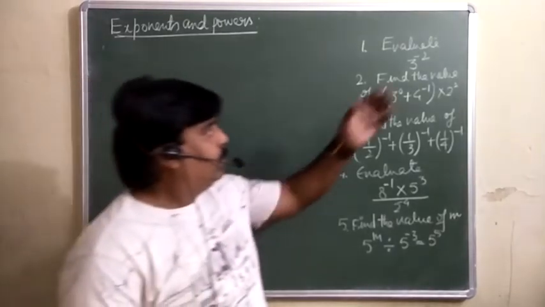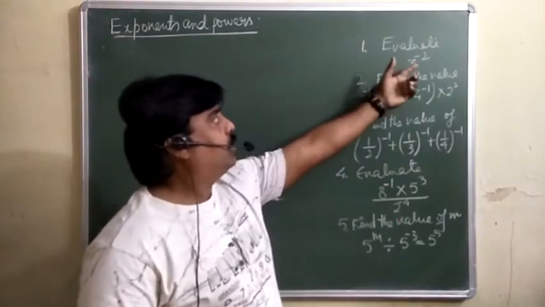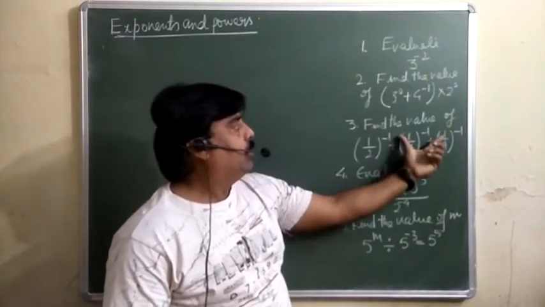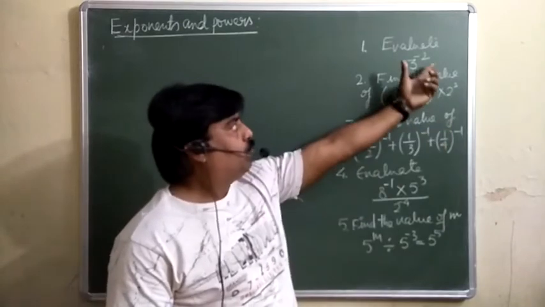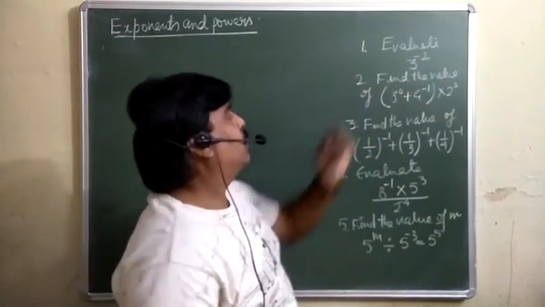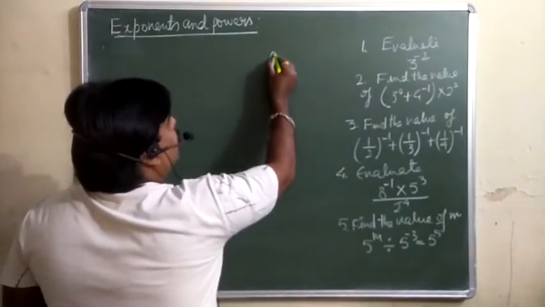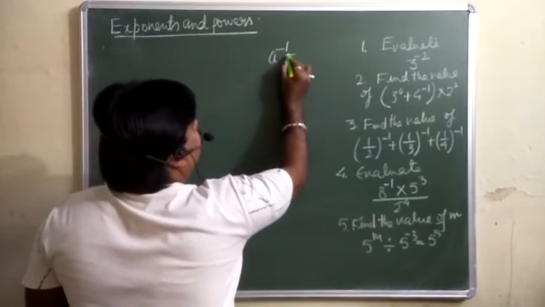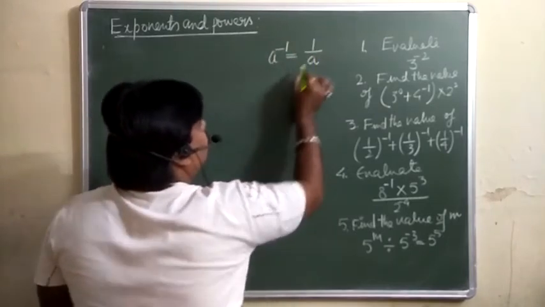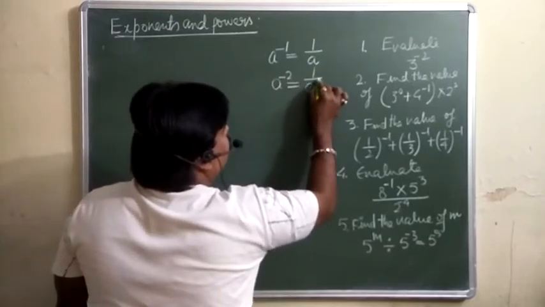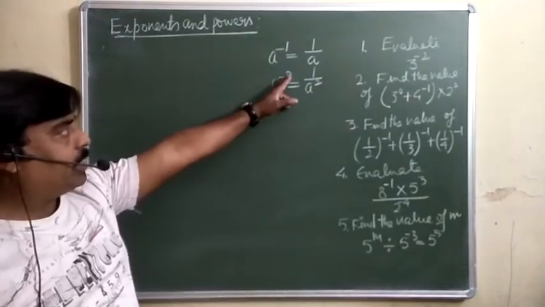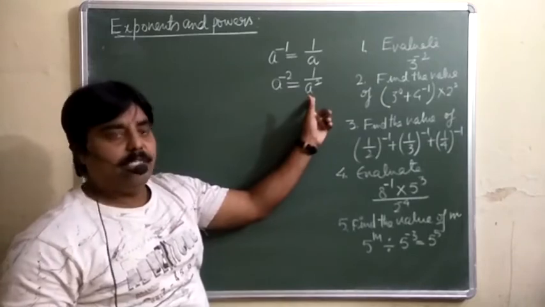Okay, now these few questions we are taking. First is evaluate, then find the value of m. So first we are taking 3 raised to power -2. तो पहले one thing keep in mind, अगर suppose a raised to power -1 है, तो that can be written as 1 over a. If a raised to power -2 negative is there, then you can write down 1 over a raised to power 2. Negative sign is given there only, that can be written in this way.